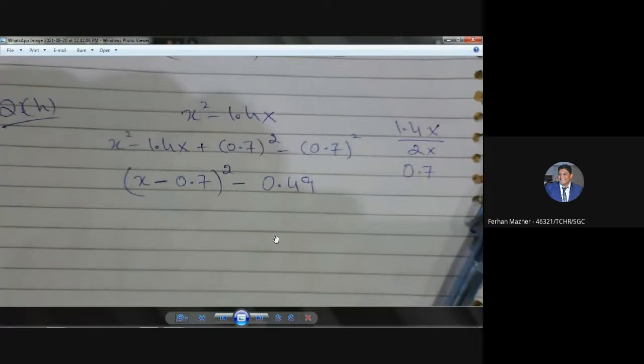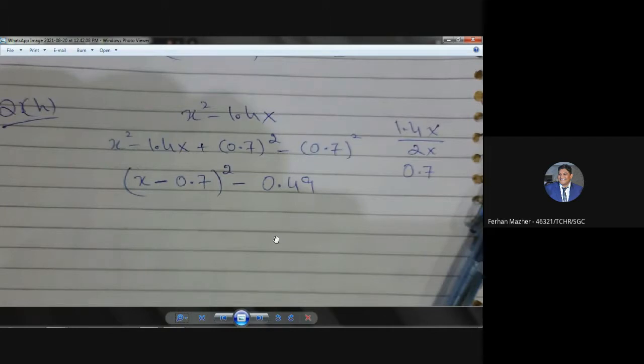Question number 3, part H is showing up on your screen, and it says x squared minus 1.4x. It's a quadratic expression. So I will take the term which has x in it in my rough work and divide it by 2x. So 1.4x divided by 2x, x will be cancelled, and 1.4 divided by 2 will give you 0.7.